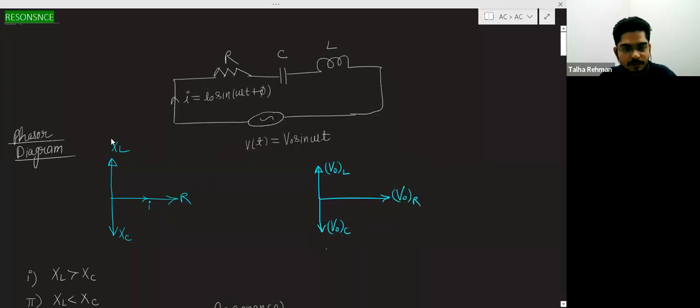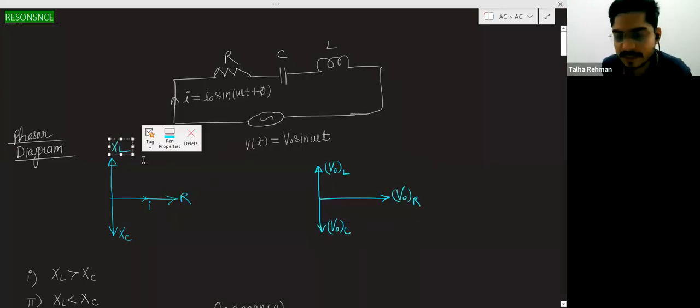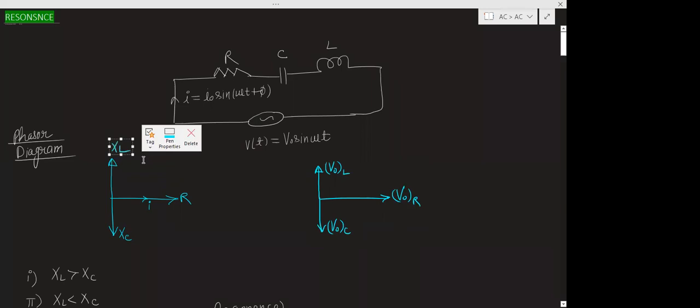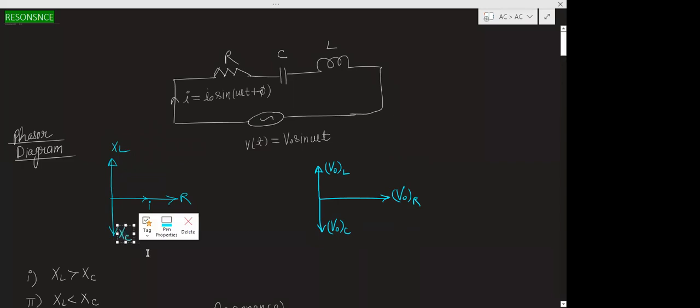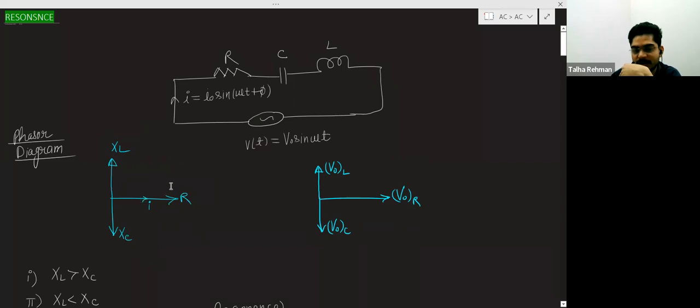What is XL? XL is basically the inductive reactance, and XC is the capacitive reactance. R is the resistance. In this case, current and the resistance are in the same direction, but the inductive reactance is leading the current by 90 degree, and capacitive reactance is lagging the current by 90 degree.